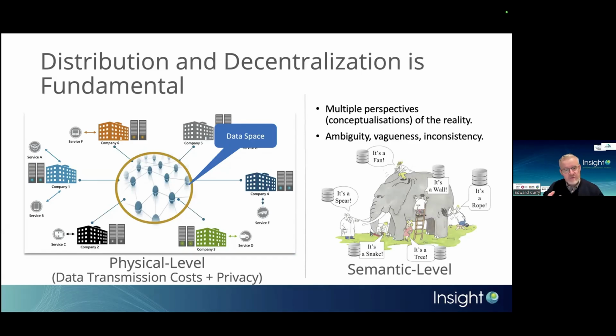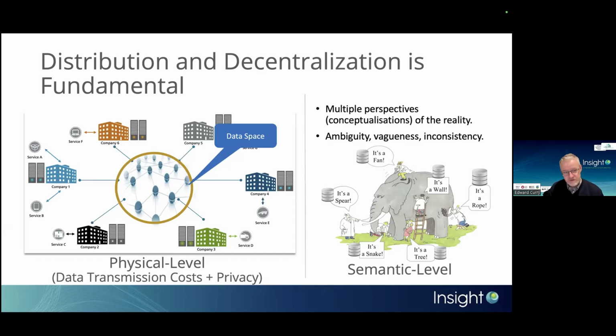And if it's created by different teams, different individuals, different organizations, people with different backgrounds, they bring multiple perspectives to the table. So you've got this challenge around conceptualizations, multiple different conceptualizations of reality with ambiguity, vagueness, inconsistencies, and trying to bring together that kind of semantic interpretation, which is actually incredibly challenging and is much more of a human problem than it is a technology problem. And that's something that's fundamentally difficult and challenging about data.